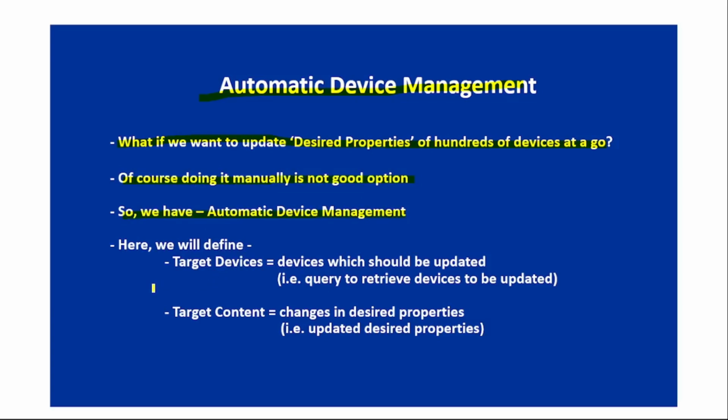And automatic device management has two parts, that is target devices and target content. Under target devices we will define the devices which should be updated. Of course, we will not specify the list of devices explicitly; rather, we will provide a query to retrieve the devices which need to be updated, and that query will be based on the tags information of the device twin. And then under target content we will provide the changes in desired properties.